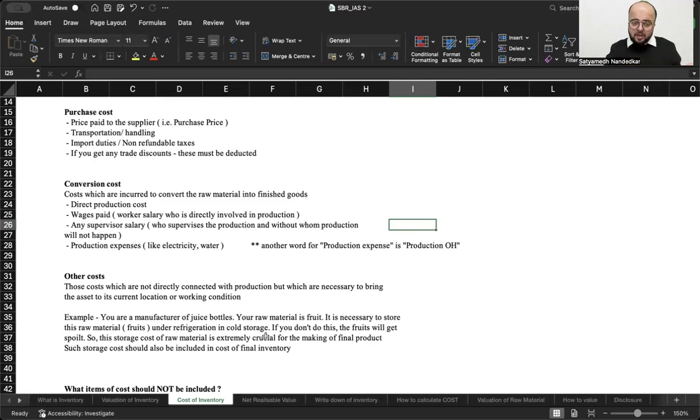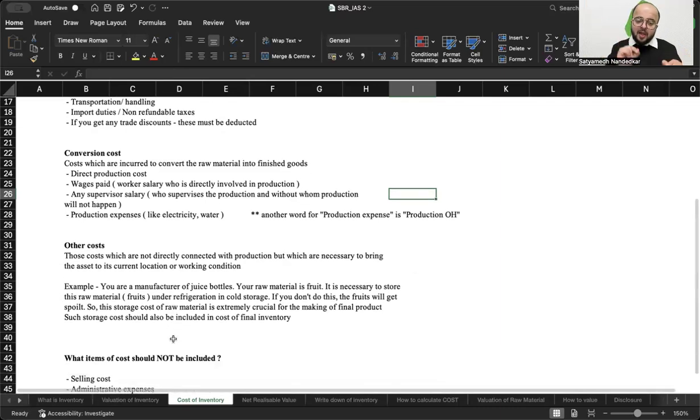Then what are other costs? Those costs which are not directly connected with production, but which are necessary to bring the asset to its current location or working condition. Example, you are a manufacturer. Let's talk about juice bottles. Okay, your raw material is fruit. It is necessary to store this raw material under refrigeration in cold storage, because if you don't do this, the fruit will get spoiled. So in this specific case, the refrigeration or the cold storage cost is necessary for the manufacture of the final product, which is why it is also included in the cost of final inventory.